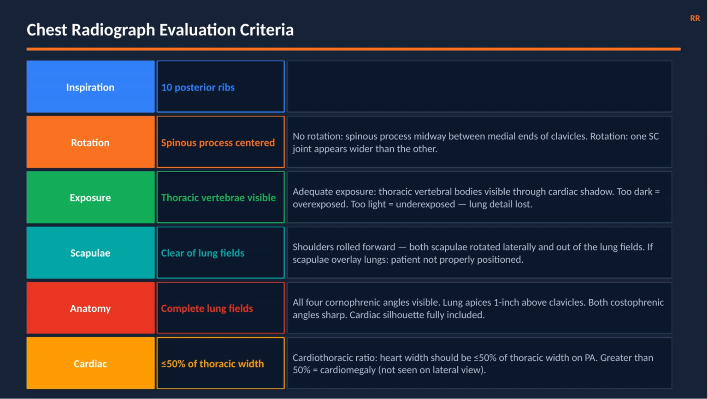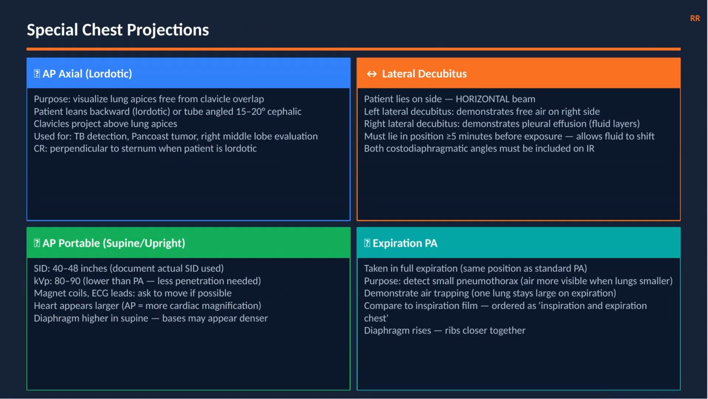Greater than 50% indicates cardiomegaly, an enlarged heart. For special chest projections with clinical purposes: AP axial, the lordotic position. The patient leans backward into a lordotic arch, or the tube is angled 15 to 20 degrees cephalically. This lifts the clavicles above the lung apices, revealing the apical lung tissue free from bony overlap. Used for detecting tuberculosis, TB, at the lung apex, Pancoast tumor, and right middle lobe evaluation.